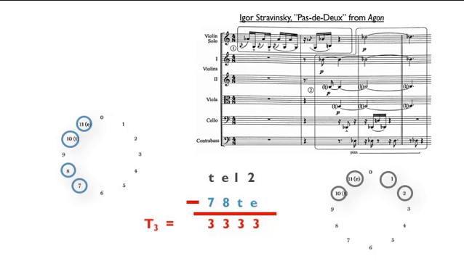Another way to check our work is by rotating our pattern on the first clock face 3 semitones in a clockwise motion to match the clock face of the second set.